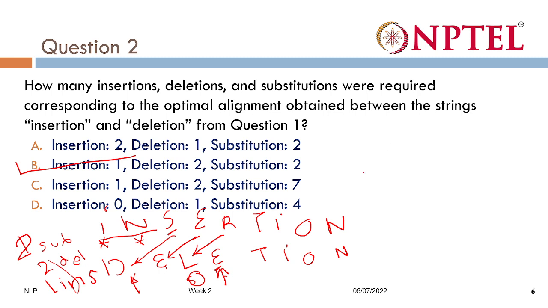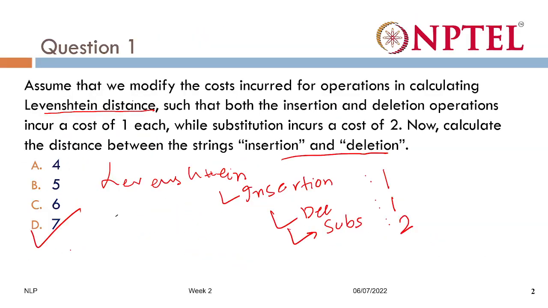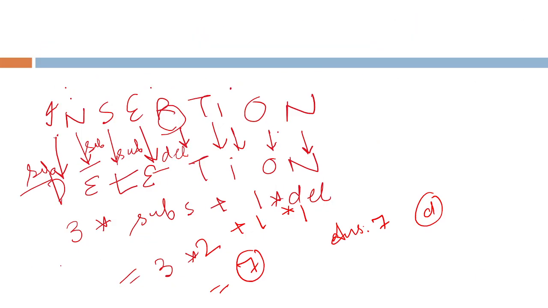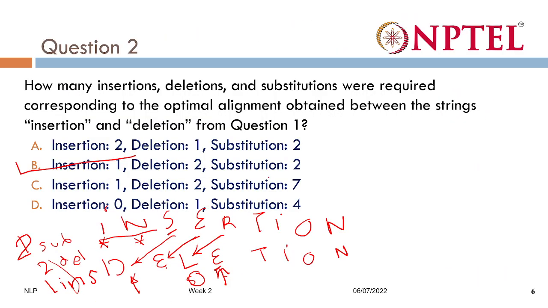So how do we know whether that is optimal? How do you know? Okay, so earlier you think of it like this. I'll give you a little trick here. What we said earlier, 3 into substitution plus 1 into deletion, right? But here, if we see 3 substitution, 1 deletion should be one of my options, okay? There is no such option where it says 3 substitution.